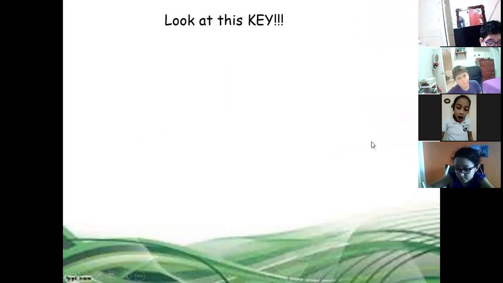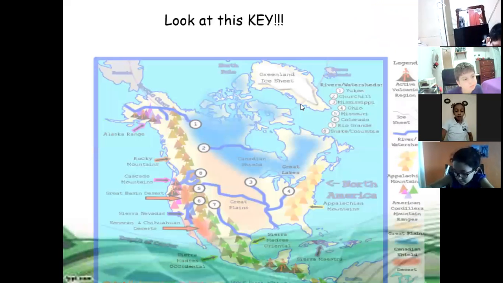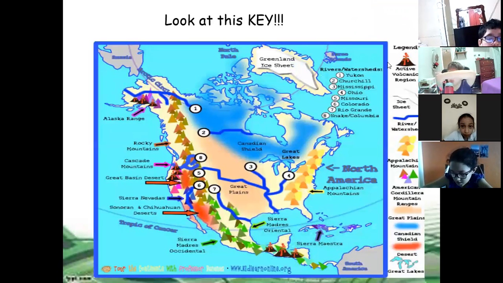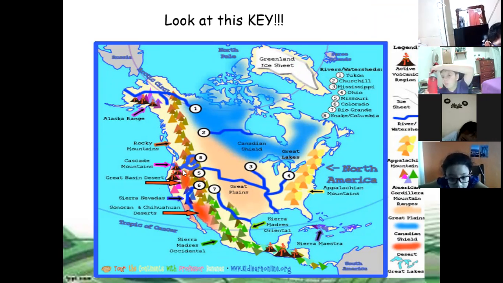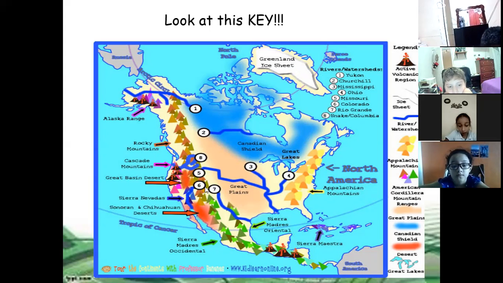Number 3. Look at these examples of key. I already showed you this one before. This one, the legend is this. These represent volcanoes. Here are active volcanoes. We don't need to draw. This blue line are rivers. See, we have one river here, 2, 3, 4, 5, 6 here, 7 and 8, and so on.